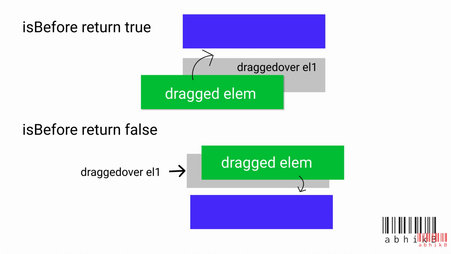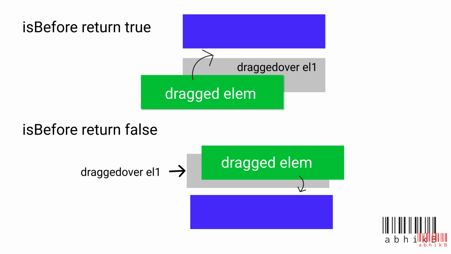So if isBefore returns true, that means we are dragging the green one, that is dragged element, above its original position. So wherever we are dragging it, if it satisfies the el1 condition, that the dragged-over element is el1, then it will append this green one before the el1 tag.